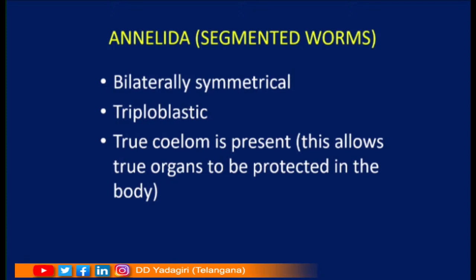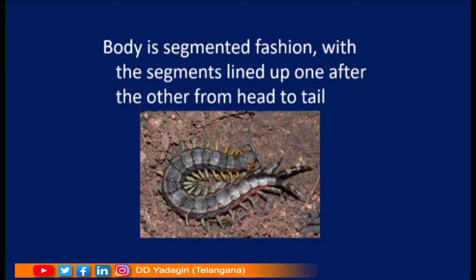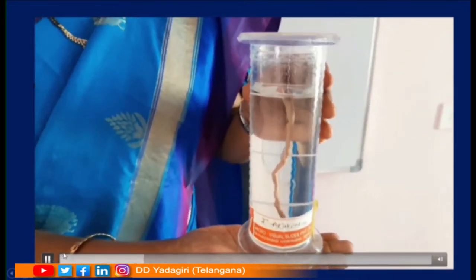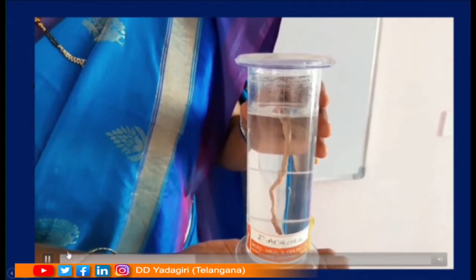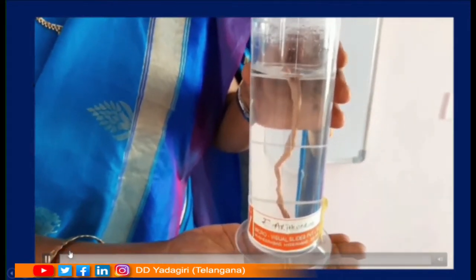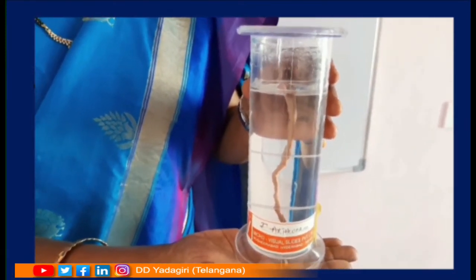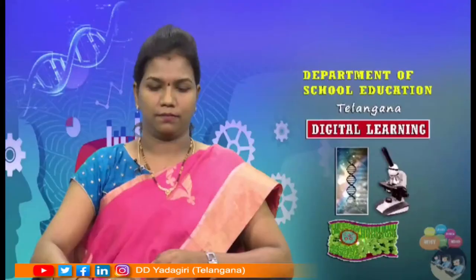Annelids, these are segmented worms. Bilaterally symmetrical, triploblastic, true coelom is present. This allows the true organs to be protected in the body. So, the body is segmented. You can see, children, the segmentation of the body, right? The segments are lined up one after the other from head to tail. Now, children, this is an example of annelids. We have the earthworm. You can see lines on the body, that is segments from head to tail. The earthworms are also called friends of the farmers, isn't it, children?